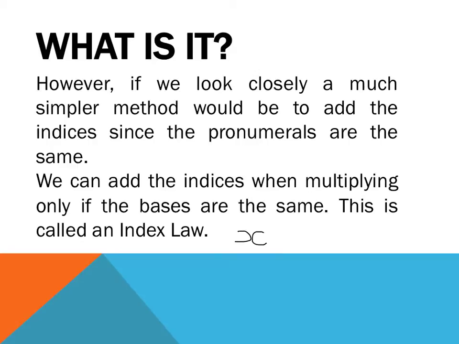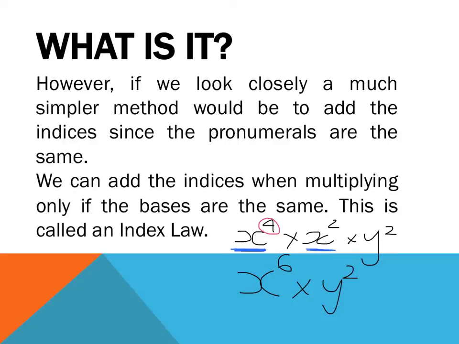So if it's x to the power of 4 times x to the power of 2, those bases are the same. And by bases, I mean the number to which the index applies, so these x's here. If it was times y to the power of 2, I can only add the x's together. So the answer for this one would be x to the power of 6 times y to the power of 2. Because the base here is a y, to which this index is attributed, I can't group it. So I can only add them if the bases are the same. And this is a concept and is part of index law.